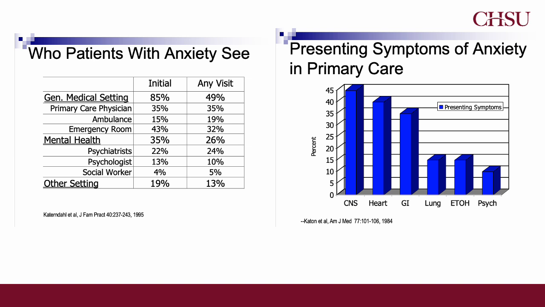The presenting symptoms of anxiety in primary care may be related to central nervous system symptoms, heart symptoms, GI, lung, alcohol-related, and you'll notice that actually a minority of patients, right around 10%, actually describe psychiatric symptoms such as I'm having anxiety for what is really anxiety.